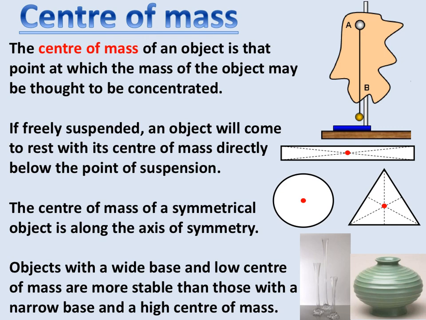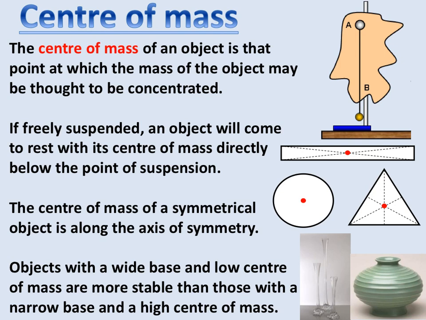So if we've got an irregular shaped object like this one here, if we hang it from a nail, and then hang a plumb line, we know that along that plumb line, somewhere, will be the centre of mass. So we can now rotate the object, and once we rotate it, again we'll hang the plumb line, we'll draw a line along the plumb line, and somewhere along the plumb line will be the centre of mass. And where those two lines intersect, we will see the centre of mass of the object. The centre of mass of a symmetrical object is along the axis of symmetry.